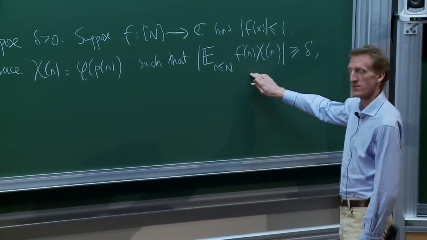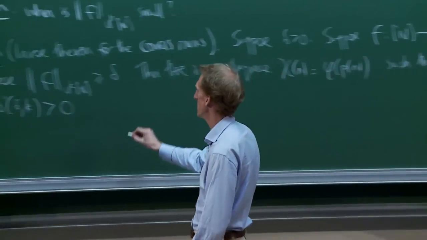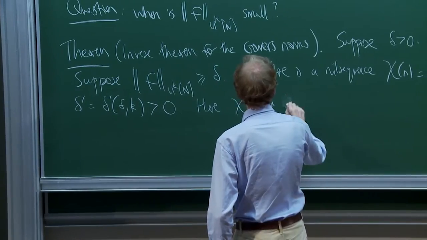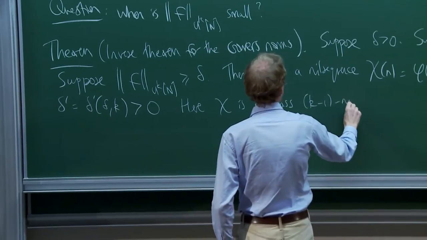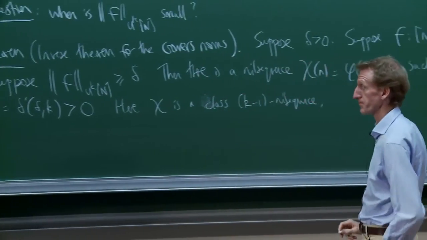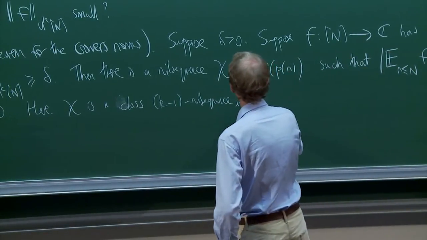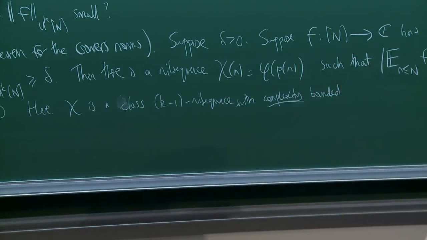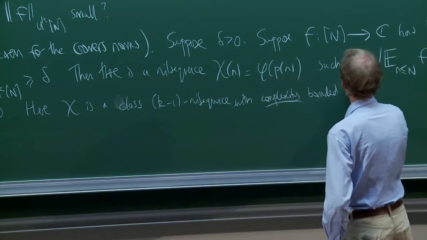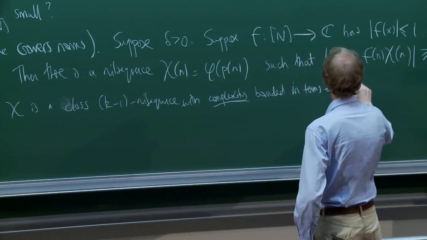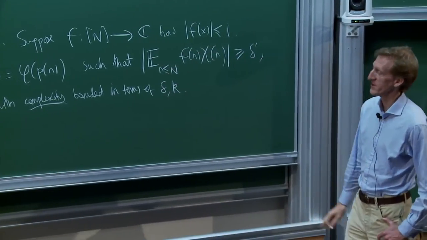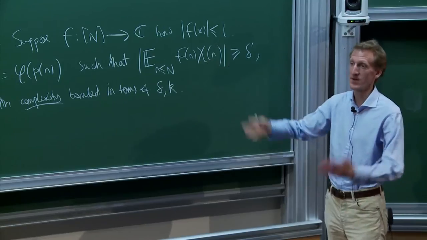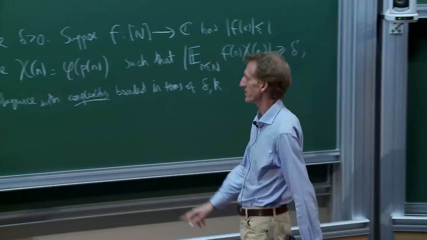So to add content, you need to say some additional things about chi. So here, chi is in fact a class k minus 1 nilsequence, with complexity bounded in terms of just delta and k only. Well, perhaps an even more trivial reason why the first statement had no content is that the way I stated it to begin with, I wasn't asserting any bound on chi. So I could just have multiplied k by some huge number and this would be true. So among other things, complexity controls the size of k.